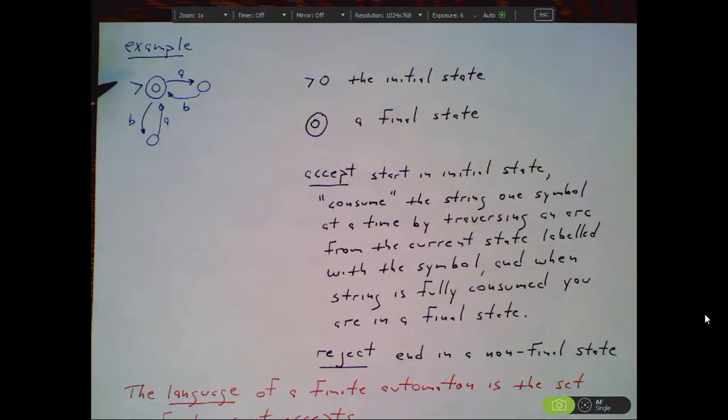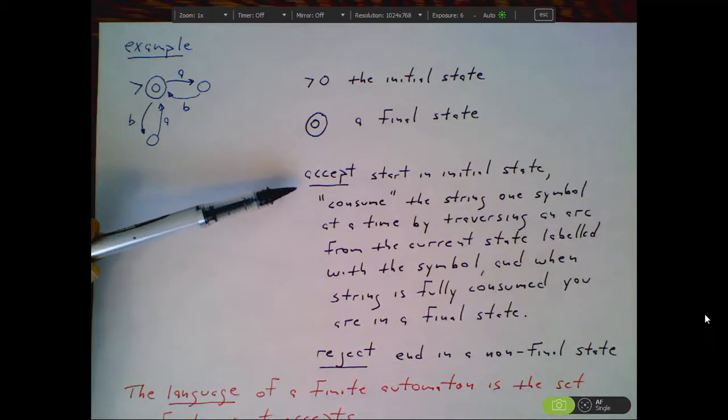Again, the notation I'm using is that a state with a less-than sign leading into it indicates that this is the initial state. A state with the double circle is a final state. And how does this thing recognize a language? Remember, a language is a set of strings, so we're really recognizing strings that are in the language. Well, we talk about the finite state machine accepting a string.